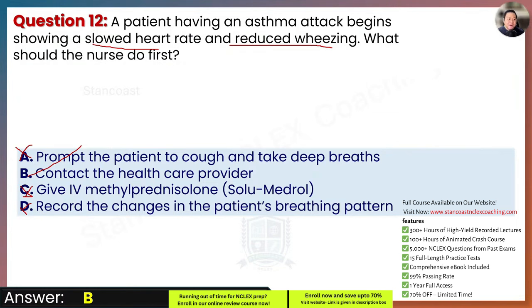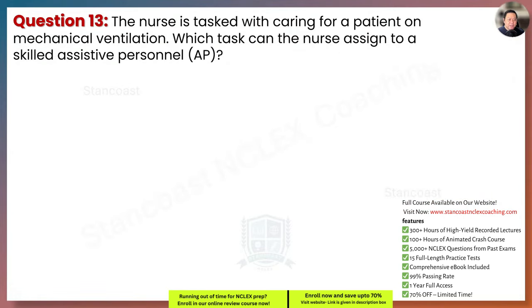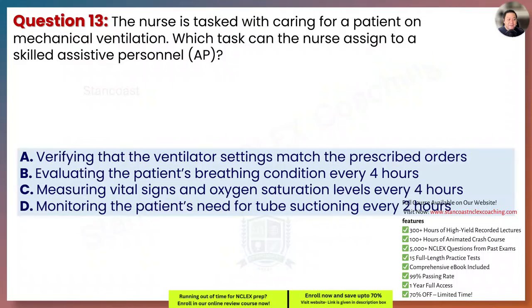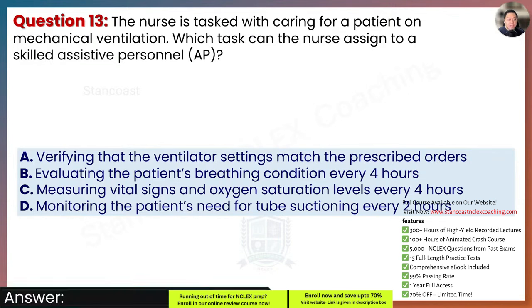Okay. Alrighty. So let's have number 13. The nurse is tasked with caring for a patient on mechanical ventilation. Which task can the nurse assign to a skilled assistive personnel? Options: A, verifying that the ventilator settings match the prescribed orders. B, evaluating the patient's breathing condition every 4 hours. C, measuring vital signs and oxygen saturation levels every 4 hours. D, monitoring the patient's need for tube suctioning every 2 hours. The correct answer is letter C.